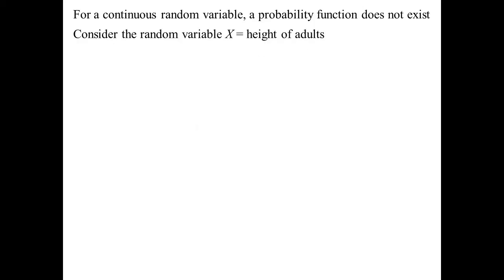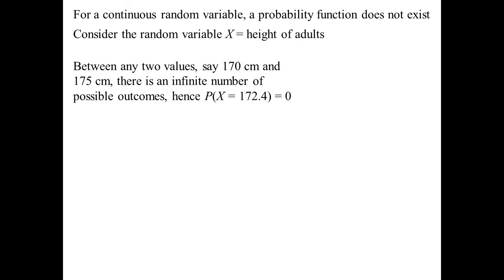What happens with a continuous random variable though? Here's the really interesting thing. It's not possible to create a probability function. And I'll use this as an example, height of adults, which would be continuous. So between any two values, let's say 170 and 175, there's an infinite number of possibilities. Because theoretically, you could break it down to smaller and smaller and smaller units. So interestingly, if I wanted to find the probability that x equals 172.4, the answer is actually 0, which I know sounds weird.